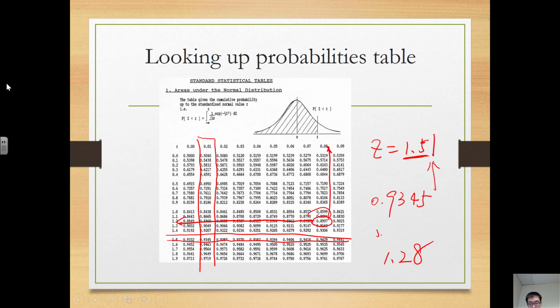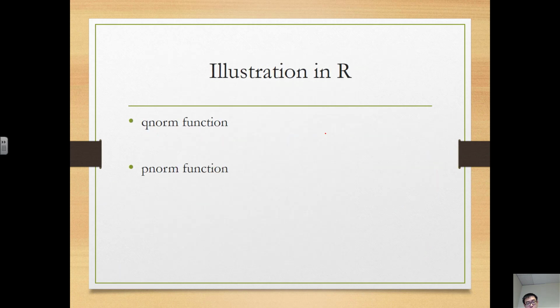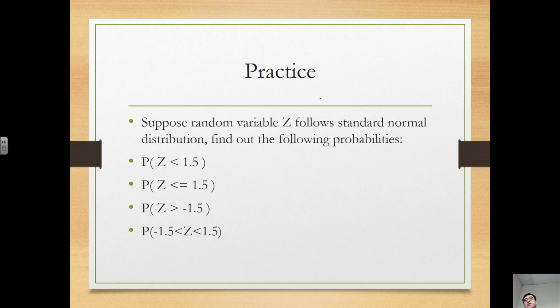So let's continue. We illustrated how to do qnorm and pnorm in R. Let's do more practice. Suppose a random variable z follows the standard normal distribution. Find the following probabilities. You may want to pause the video for some minutes and find them yourself. I'll do it afterwards.